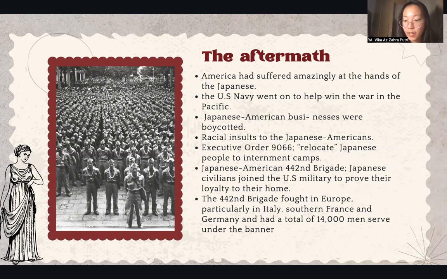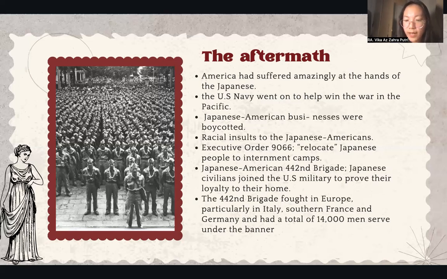And as a result of that, the U.S. Navy went on to help win the war in the Pacific. And everyone was, of course, terrified of a repeat attack and wanted to do what they could to prevent that kind of devastation again.